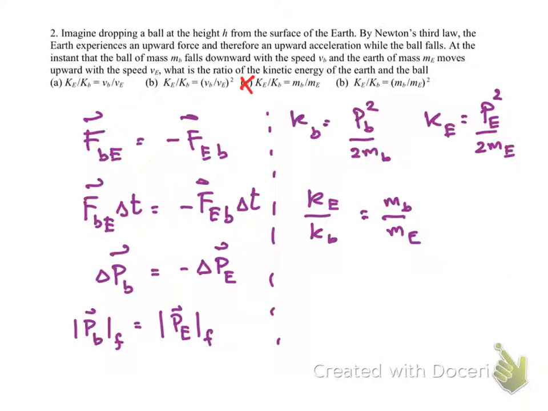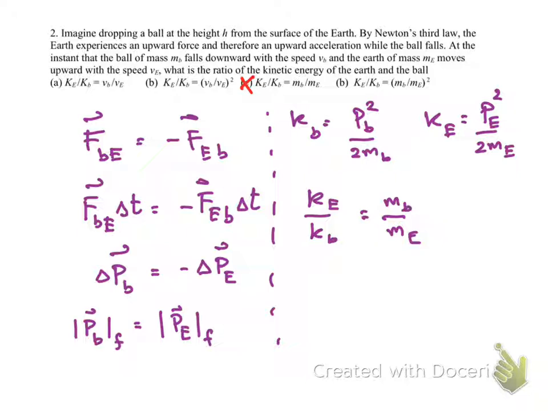For question number 2, imagine dropping a ball at a high edge from the surface of the earth. By Newton's third law, the earth experiences an upward force and therefore an upward acceleration while the ball falls. At the instant that the ball of mass mb falls downward with the speed vb, and the earth of mass me moves upward with the speed ve, what is the ratio of the kinetic energy of the earth and the ball? Okay.